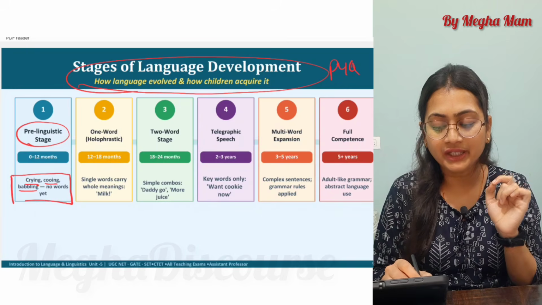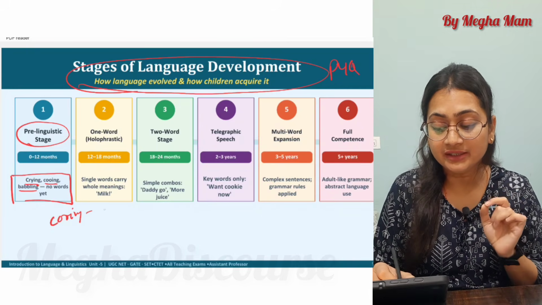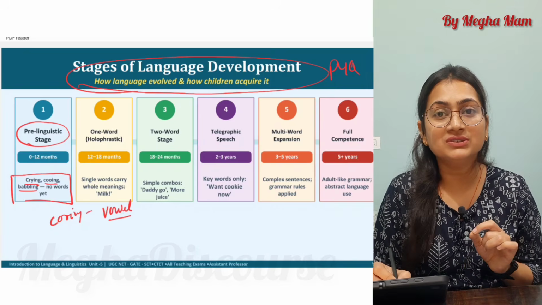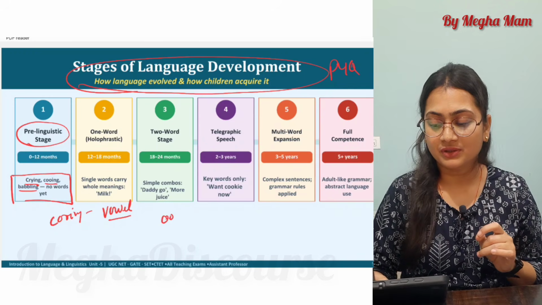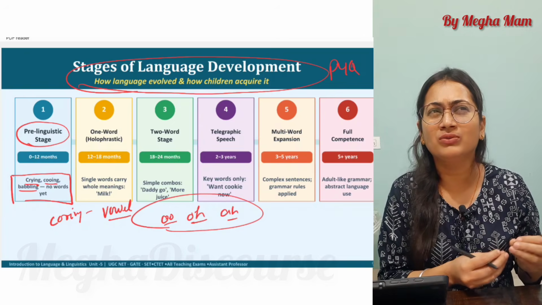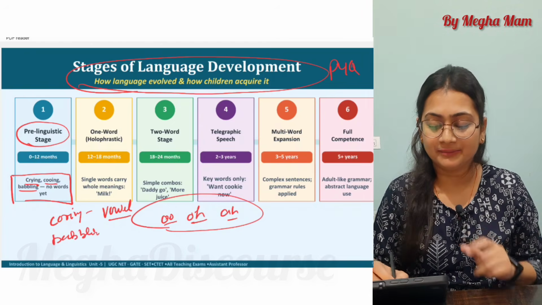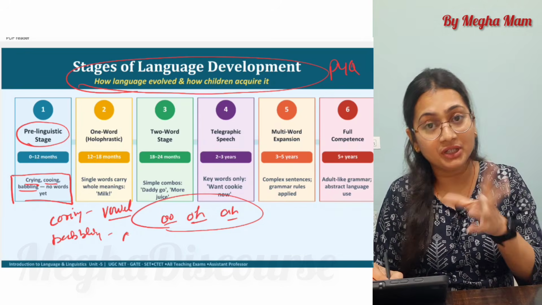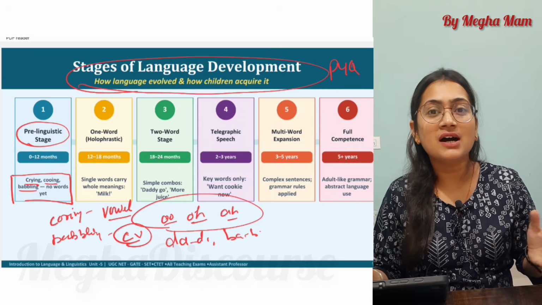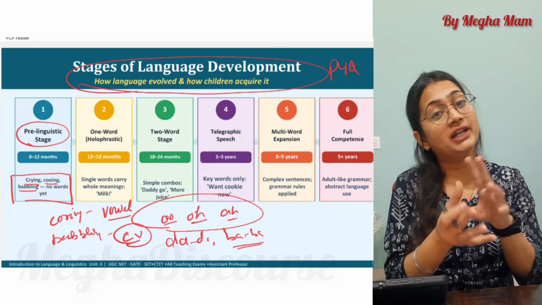Now, what is the difference between cooing and babbling? First, cooing. It means the child only uses vowel sounds, like he makes an o sound, the way a child cries. So these types of sounds you can see in a child of 1 or 2 months. Then the child learns babbling. How? He uses consonant and vowel combinations like dada, baba, papa. So these kinds of words they will learn. That is babbling, a combination of consonant and vowel.